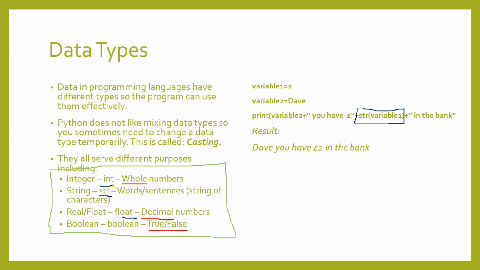Python does not like that. It doesn't like it at all. It doesn't like you mixing data types together. So what we have to do is something called casting, which is where we tell Python, and that's this little bit here, the str bit, we tell Python that we want you to treat a data type like another data type, but just for a little while. So basically we're saying we know this is a number, we know variable 2 is a number, but I want you to treat it like a string just so I can put it in this sentence.